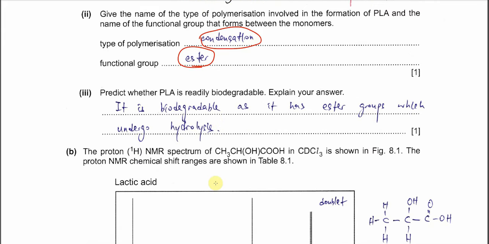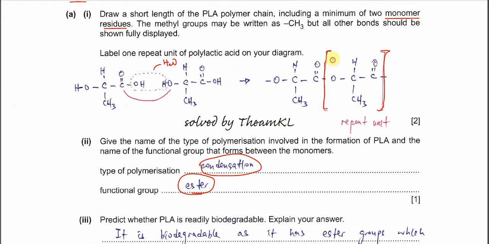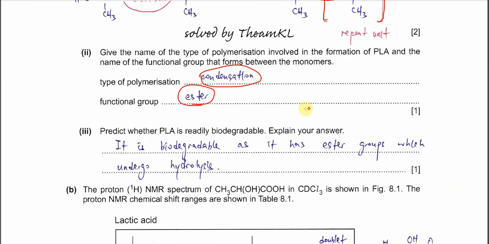Part 3. Predict whether PLA is readily biodegradable. Of course it can be biodegraded because it has the ester group. The ester group is the one that can be hydrolyzed. Something that can hydrolyze can be degraded easily, meaning it can still react with others. Whenever a compound has carbonyl groups, especially a polymer, it's normally more reactive and can be degraded. So the answer is yes, because it has the ester group and it can undergo hydrolysis.